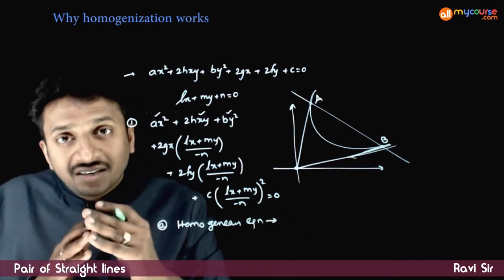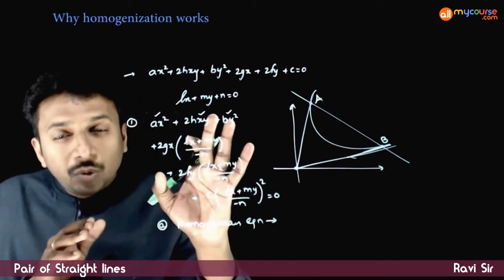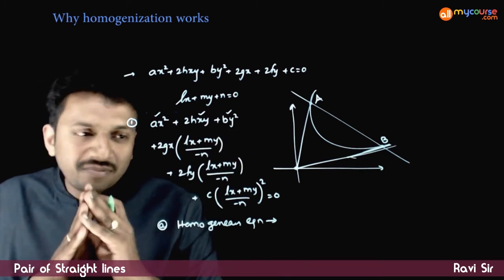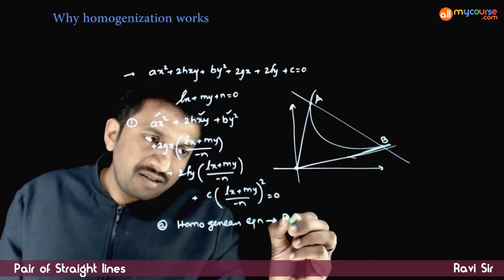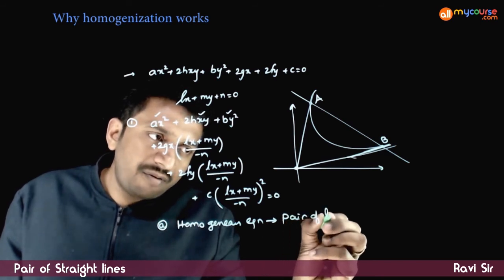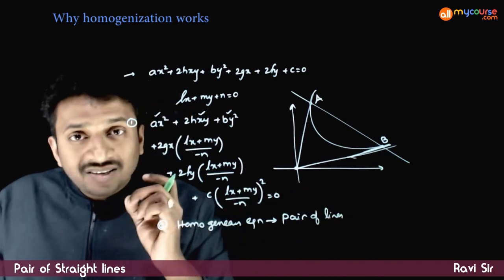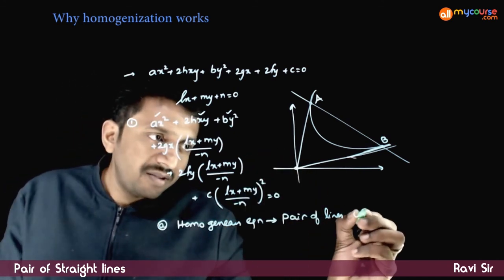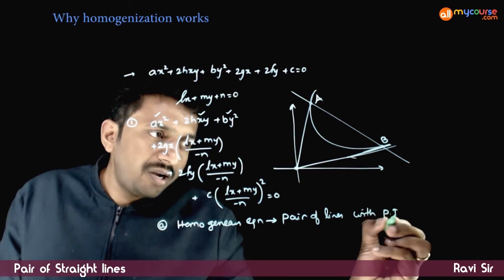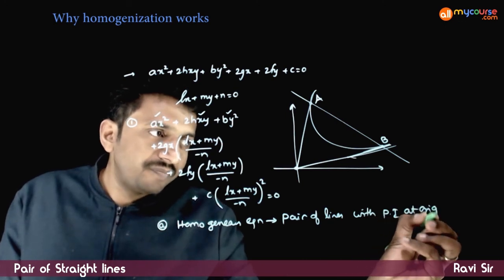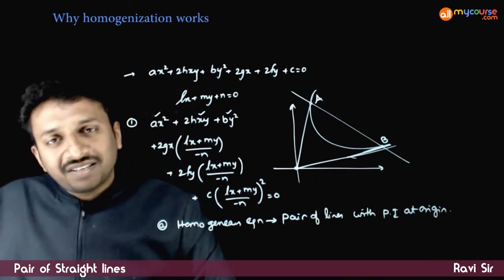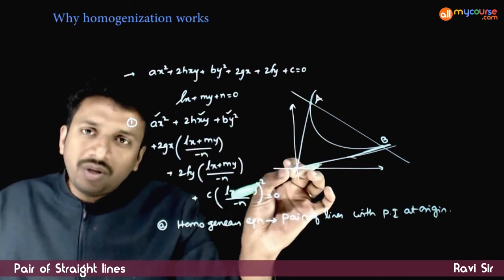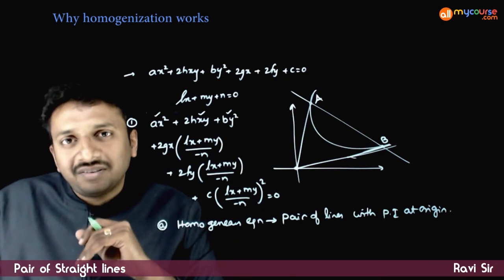And we have seen that a homogeneous equation in x and y always represents a pair of lines. So they represent a pair of lines which start from the origin, with the point of intersection at the origin. This is the first conclusion. So this equation represents a pair of lines with point of intersection at the origin.